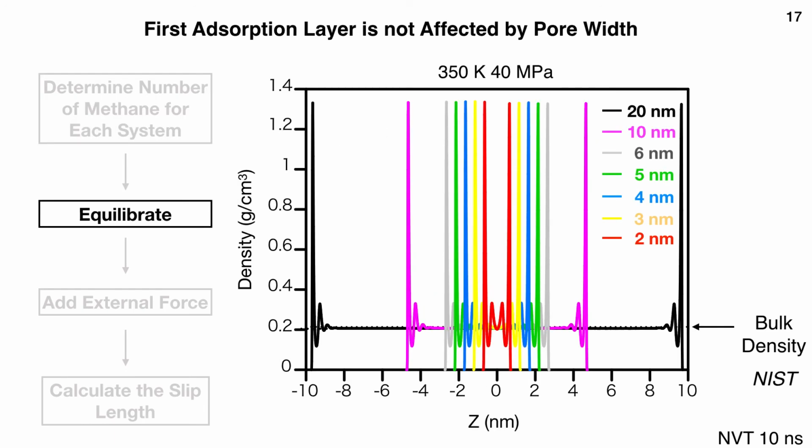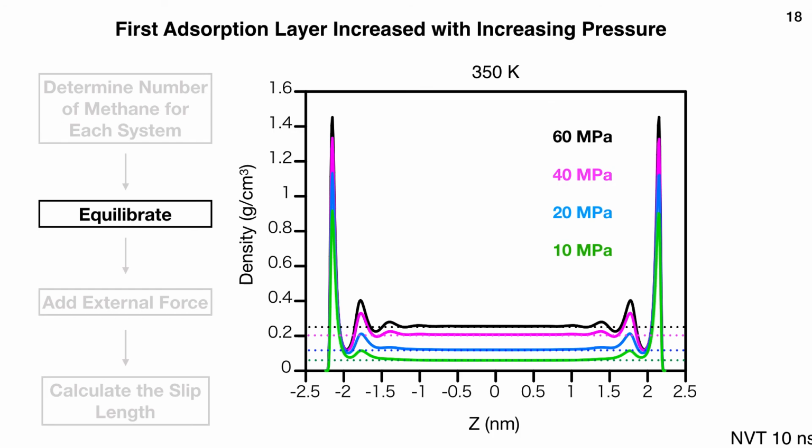Here is the density profile for the system under 350 Kelvin and 40 megapascal conditions with different pore sizes. As we can see from the figure, the density converges to the bulk at the place far away from the wall. And near the wall, we can observe strong adsorption, and the first adsorption layer is not affected by the pore size. We studied the density distribution under 350 Kelvin and various pressure conditions as well. We found that the first adsorption layer increases with increasing pressure, which came as no surprise.